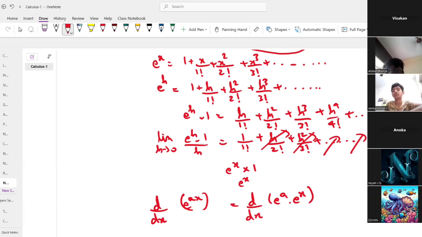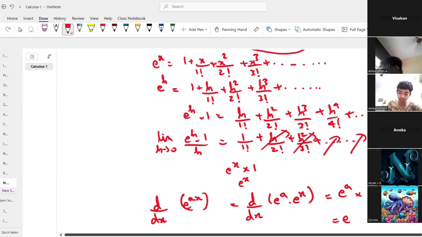But e power a has got nothing to do with the differentiation with respect to x because there is no x term in it. You can bring it out. e power a multiplied by differentiation of e power x. So I was trying to bring here e power a, the whole power x. Sorry, e power a, the whole power x.